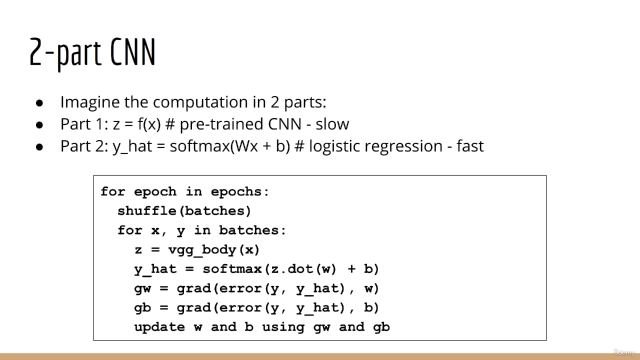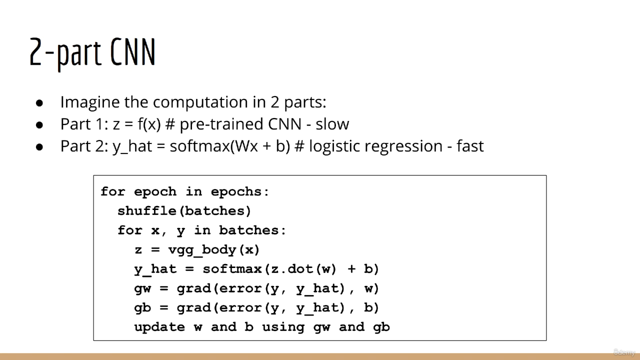Imagine this computation in two parts. In order to calculate the output prediction, we first calculate a feature vector z, using the body of the neural network. Then, in order to calculate the output, we take z and pass it through a logistic regression. My issue is, the first part, calculating z, is what takes a long time.